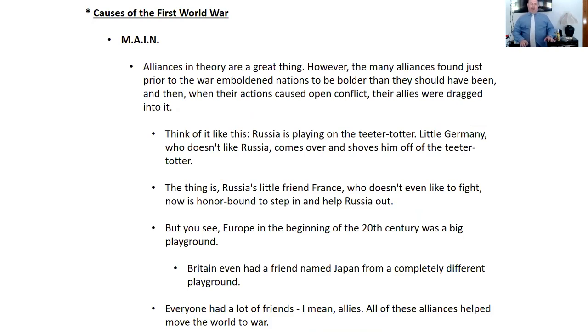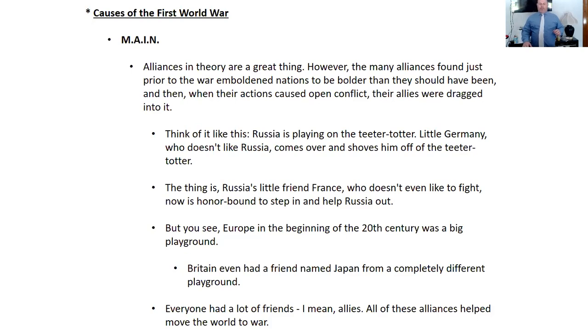Alliances in theory are a great thing. And again, another political science theory, it's like being on the playground. If you've got a lot of friends and someone comes over to fight you, your friends will jump them. So if you have a lot of friends, people will tend not to fight you. However, the many alliances found just prior to the war emboldened nations to be bolder than they should have been. And then when their actions caused open conflict, their allies were dragged into it.